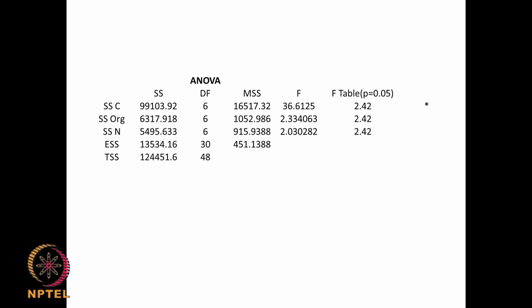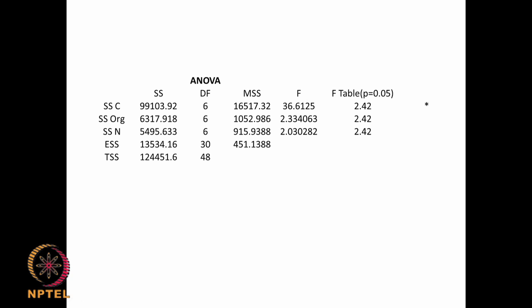Now, another interesting point we need to consider is can I look at interactions? The problem is we will not be able to look at interactions. Why? I mentioned it a long time back. If I want to look at, for example, carbon and organism interaction, and I have 6 degrees and 6 degrees, carbon organism will become 36 degrees of freedom, but I have only 30 for error. So, I will not be able to look at interaction. That means my number of experiments is not sufficient.